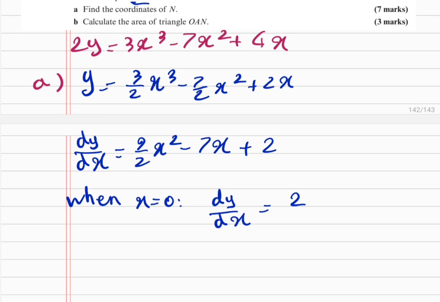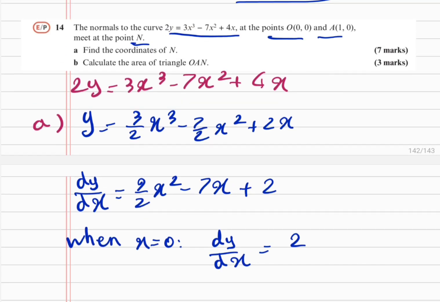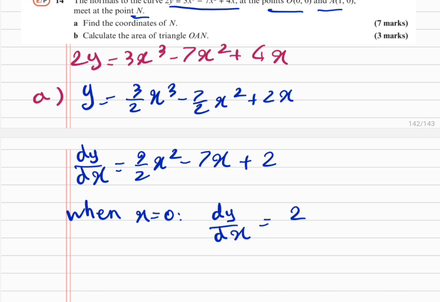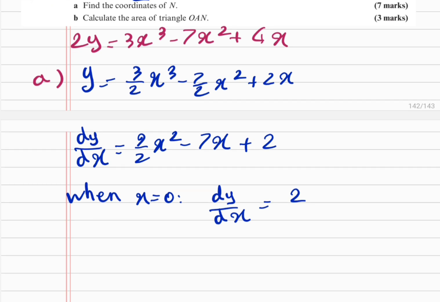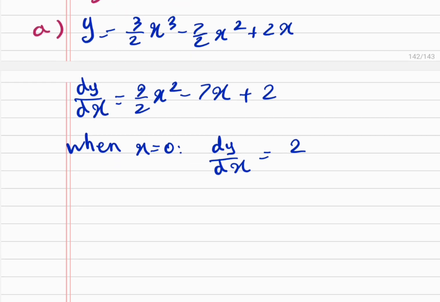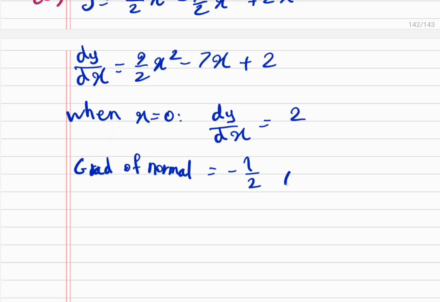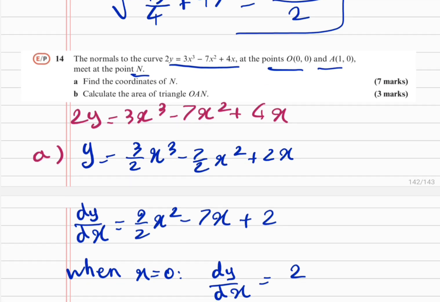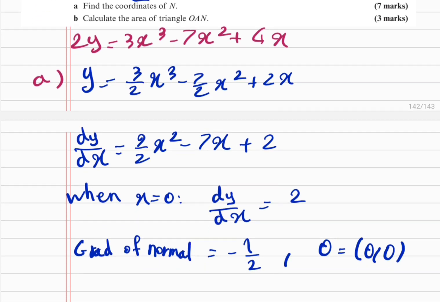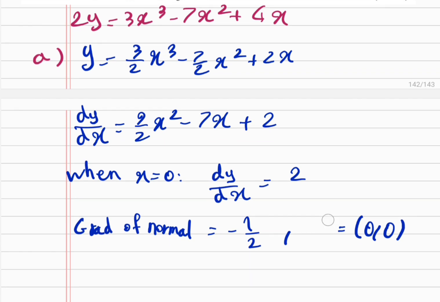But remember that we want the equation of the normal that passes through the point (0, 0). The gradient of the normal is the negative reciprocal of the gradient of the tangent. So the gradient of the normal at the point (0, 0) is the negative reciprocal of 2, which is minus 1 over 2. We know the point, because (0, 0) is the origin.